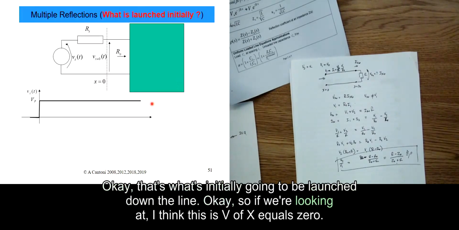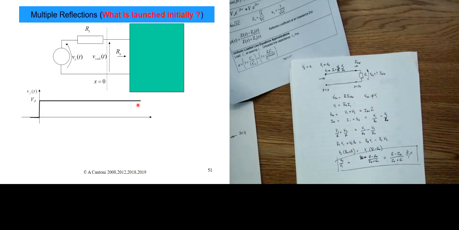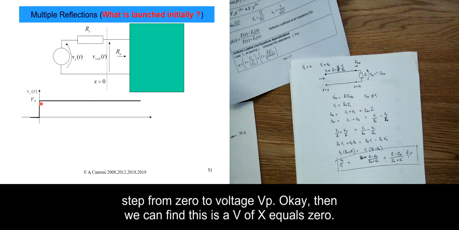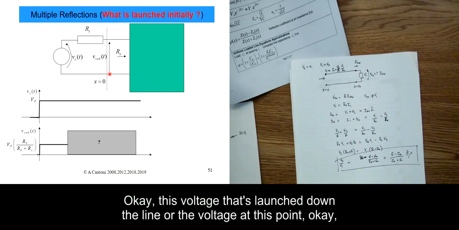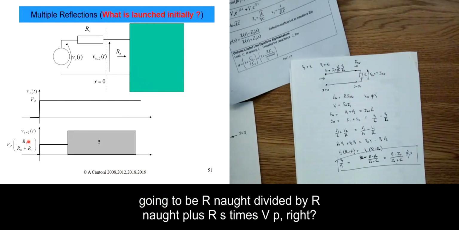Okay, so if we're looking at V of x equals 0, this is V of S. So V of S is initially a step from 0 to the voltage Vp. Then the voltage at V of x equals 0, this voltage that's launched down the line, is just going to consist of the voltage launched down the line, because we said initially that the line is discharged, and that value is going to be R0 divided by R0 plus Rs times Vp, right?